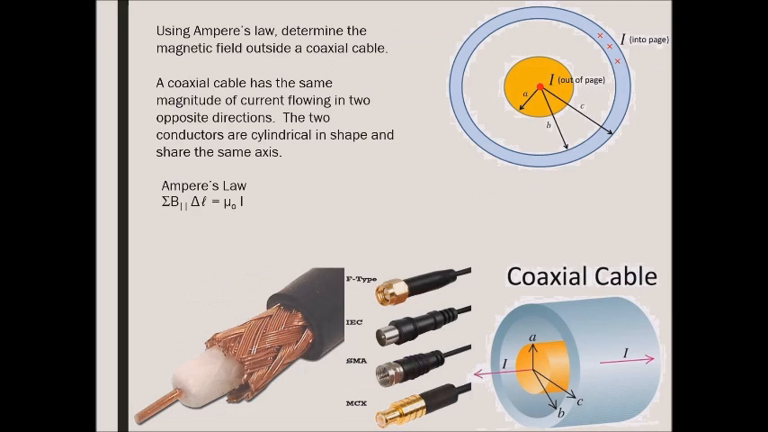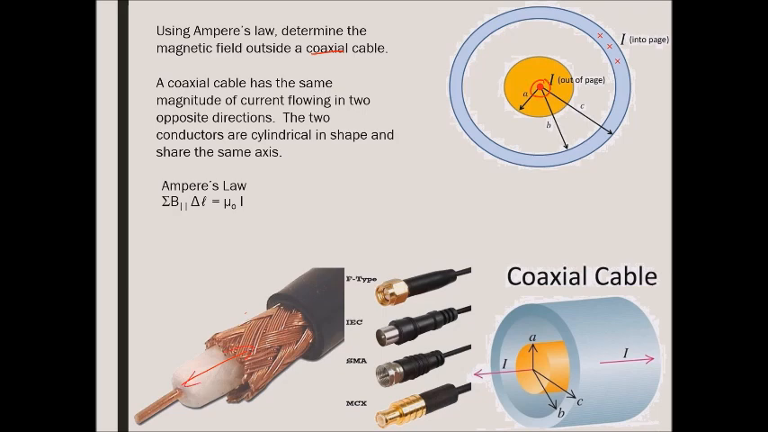So here's a question for you to think about. This relates to the coaxial cable that you probably have seen if you've ever hooked up a television to an antenna. We use these types of cables. So for Ampere's law, we want to determine the magnetic field outside of a coaxial cable. A coaxial cable means that basically we have an inside conductor and an outside conductor that are cylindrical in shape, but they share the same axis.